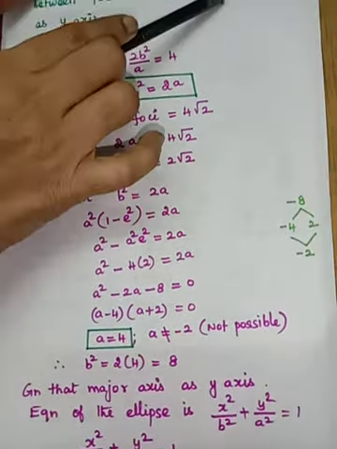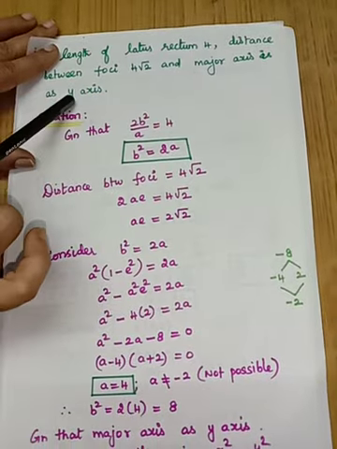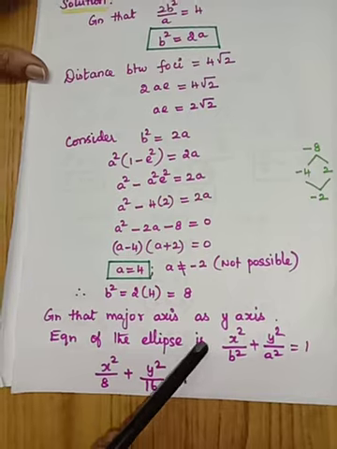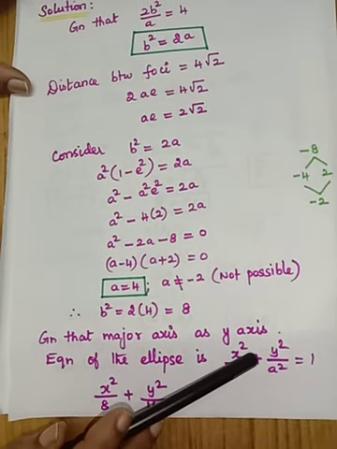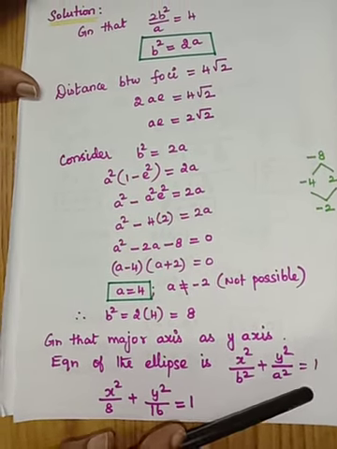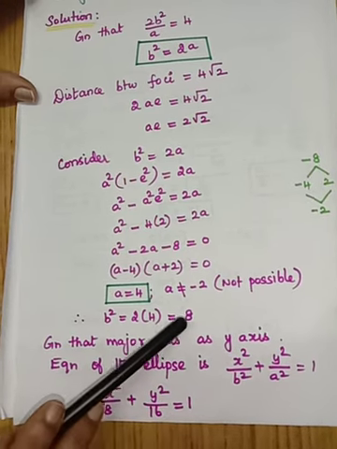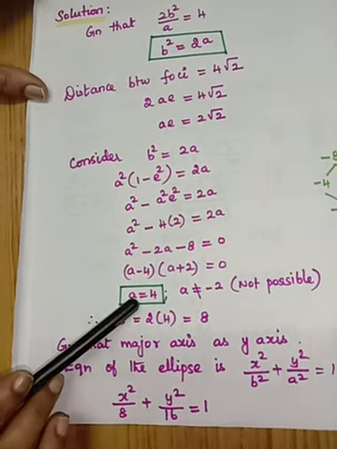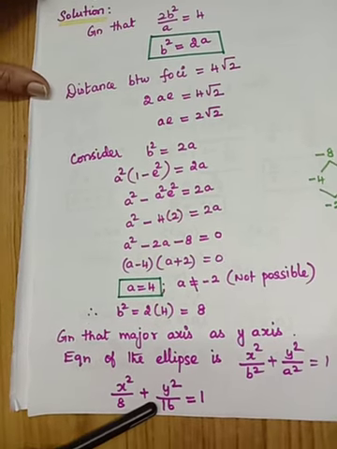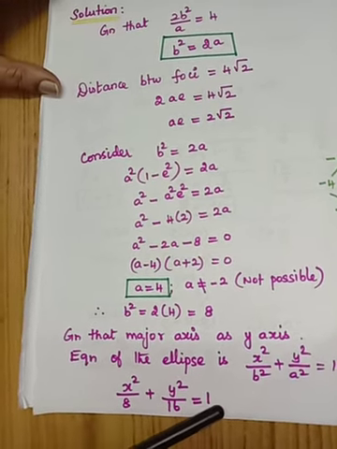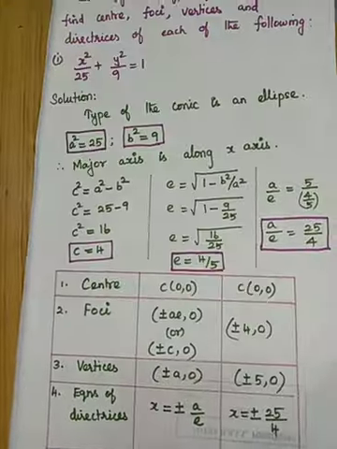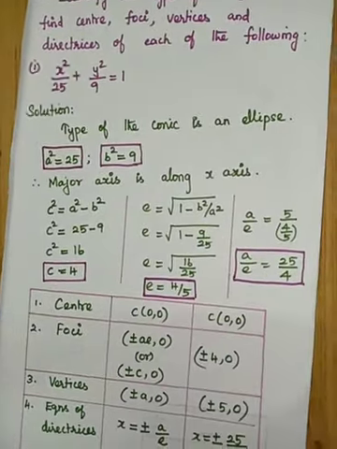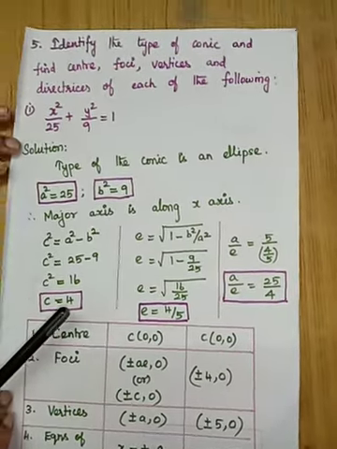And what is given? Your major axis is y-axis. So if major axis is y-axis, the equation of the ellipse is x squared by b squared plus y squared by a squared is equal to 1. So in the place of b squared, you have to substitute 8. In the place of a squared, a is 4, so a squared will become 16, is equal to 1. This is the equation of the ellipse. Okay, we'll move to the next type of the problems involving ellipse.